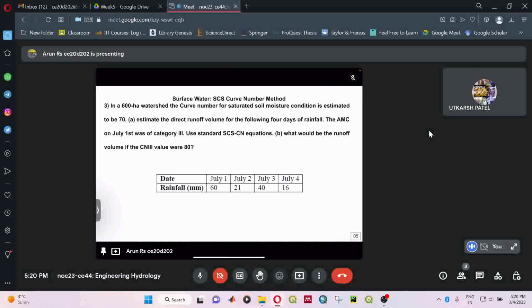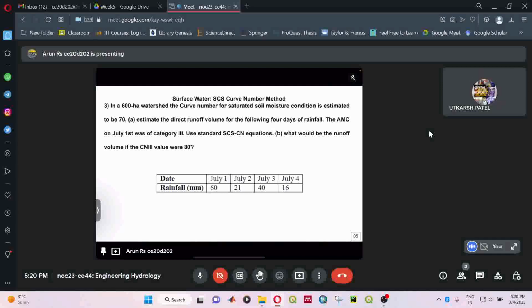So next we'll be moving to this is about infiltration. One more question is there. We'll see the phi index. So this is the SCS curve number method. So this is an empirical method to determine the runoff from a catchment.